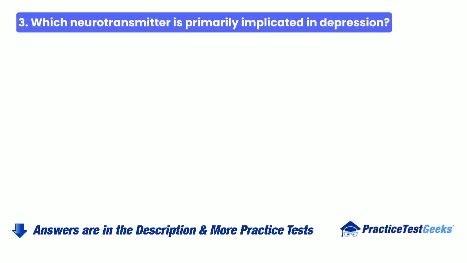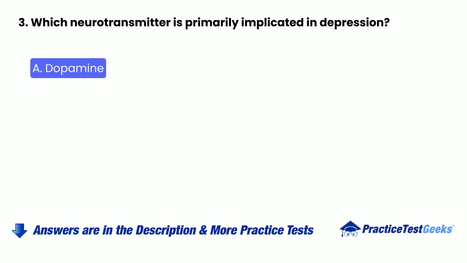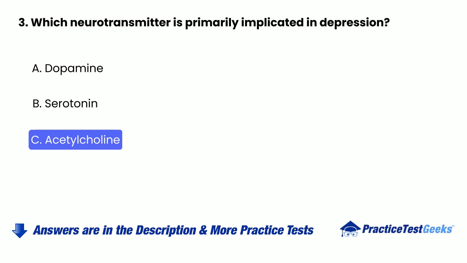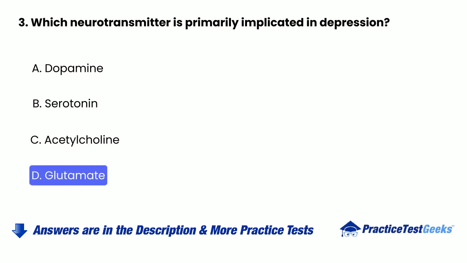3. Which neurotransmitter is primarily implicated in depression? A. Dopamine. B. Serotonin. C. Acetylcholine. D. Glutamate.